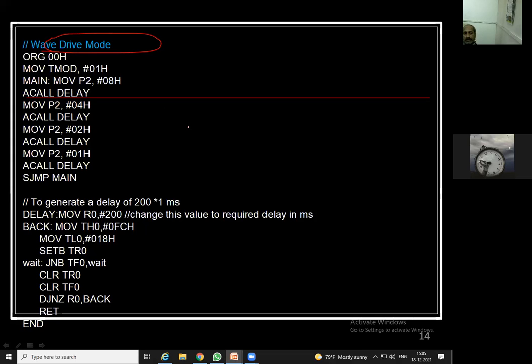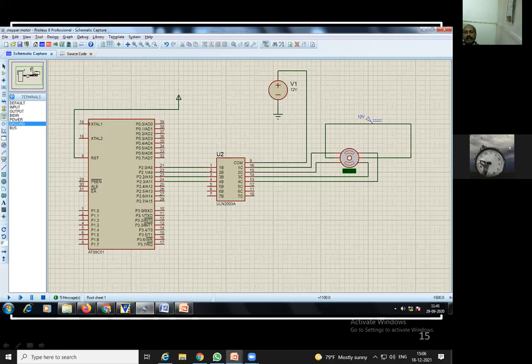Full drive means 2 coils at a time. And in a half step drive, first one coil, next step 2 coils, again one coil, 2 coils, one coil, 2 coils, but in the opposite direction it is going to work there, and accordingly you will get the steps. Okay, so this is the code for the same, and this is what we are going to see in Proteus.